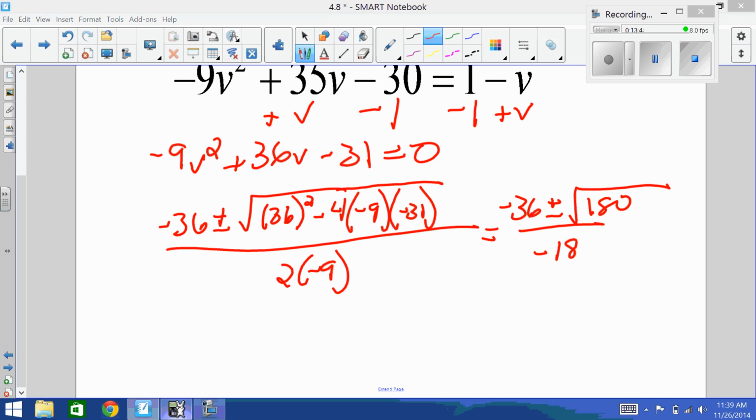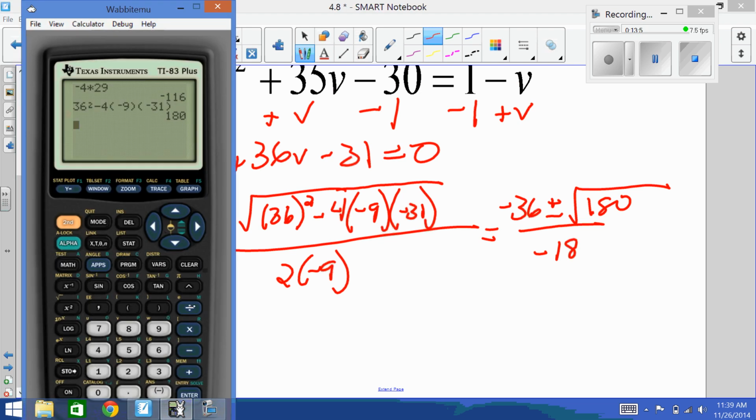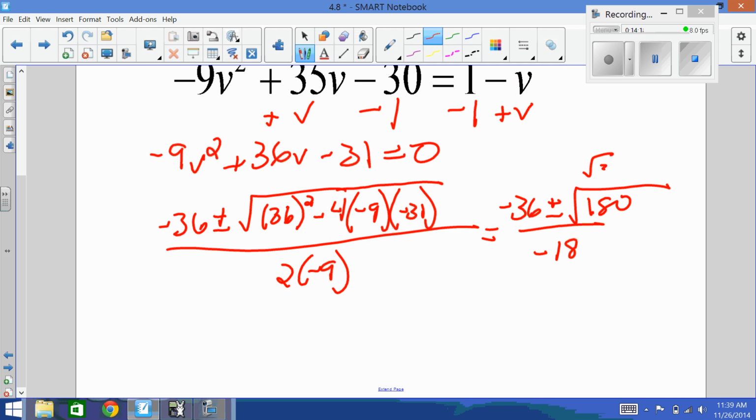So 180, let's check. Perfect square, so let's divide that by 9. All right, let's see here, let's divide that by 36. Let's see if that works. You get 5, so it's 36 times 5. So this right here is 36 times 5. So we have negative 36 plus and minus the square root of 36, which is 6, square root of 5 all over negative 18.